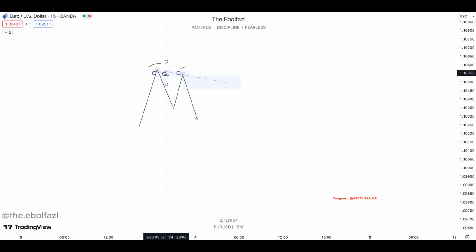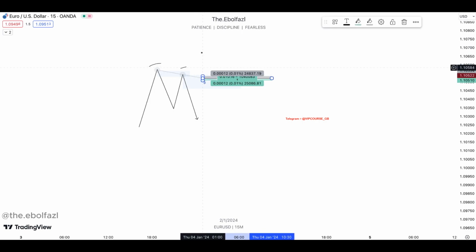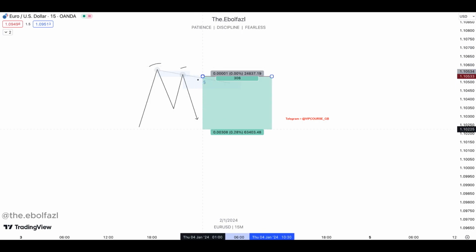Just look here. The money was here, price tapped in, trend line respected. Now the money is here. Now the liquidity is here. The money is stuck here. Also, we have the trend line, so a lot of retail traders are starting to sell here.